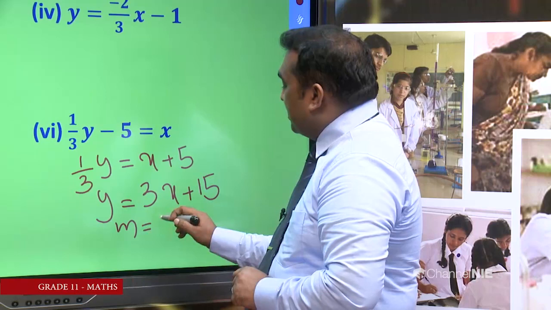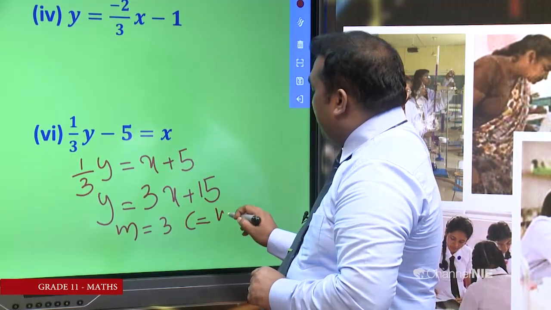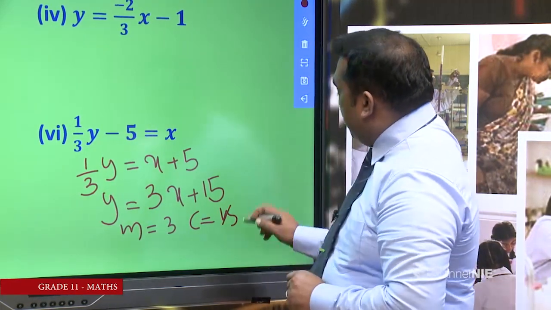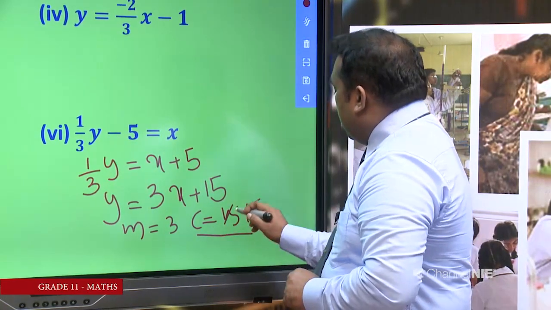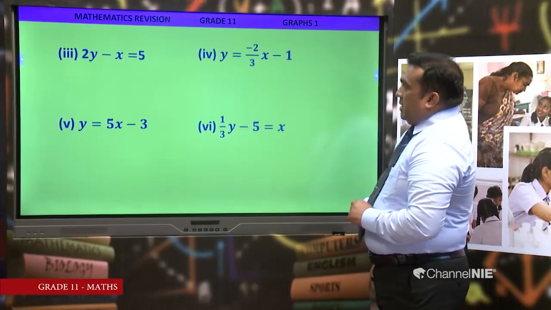Then what is the gradient? Gradient equals 3, intercept equals 15. C equals 15. Right?